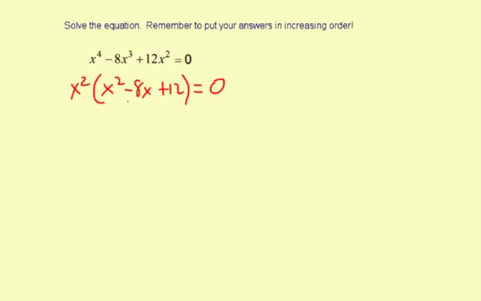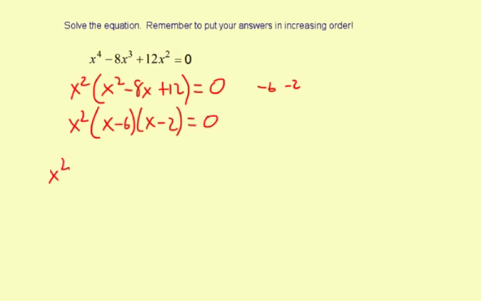So now we're going to factor what's inside if possible. Let's think about it for a minute here. Two numbers that multiply to make positive 12 add to make negative 8. So it could be negative 6, negative 2. Oh, those work because multiply to get 12, add to get negative 8. So it's going to factor like this. x squared times x minus 6 times x minus 2 equals 0.